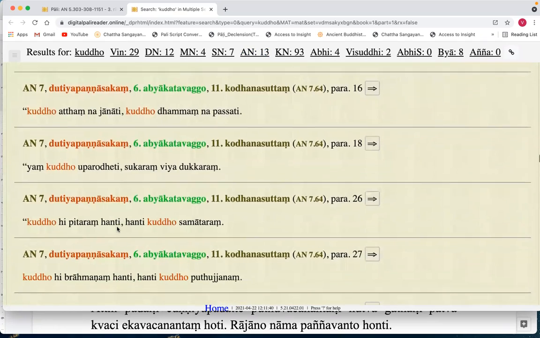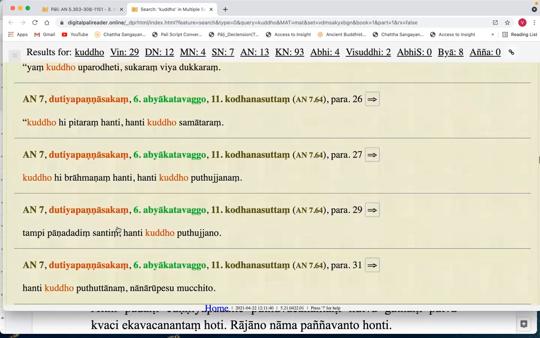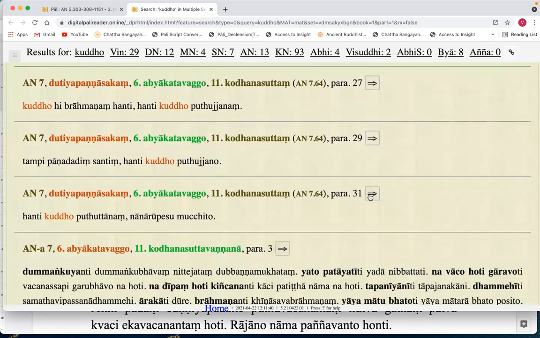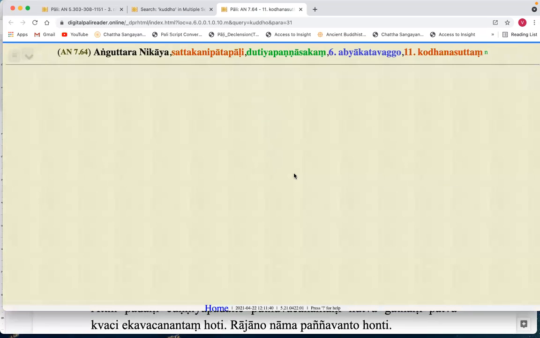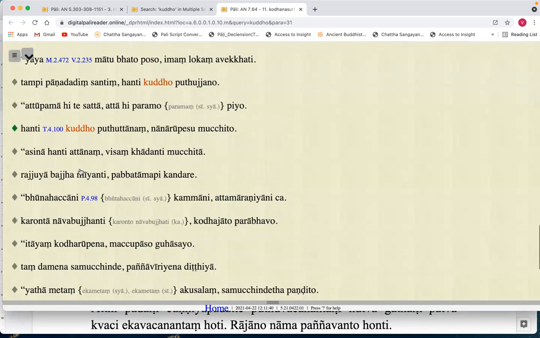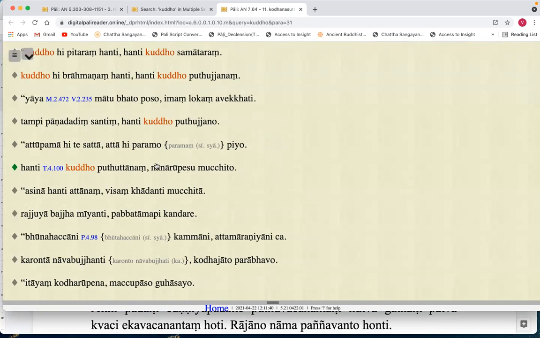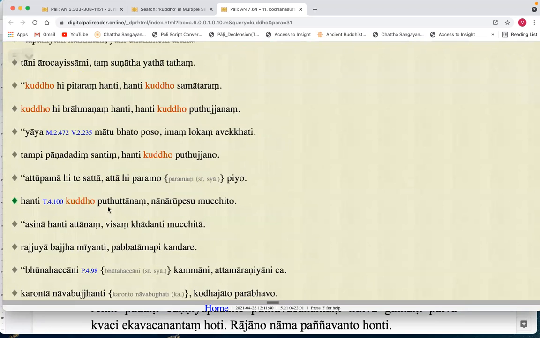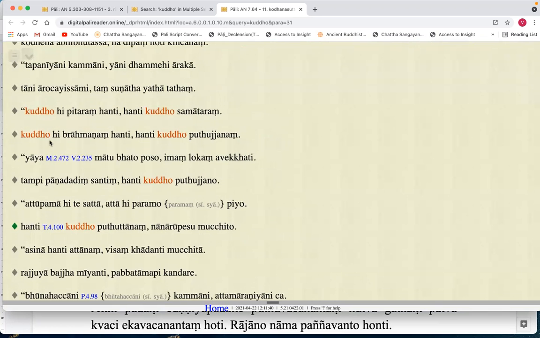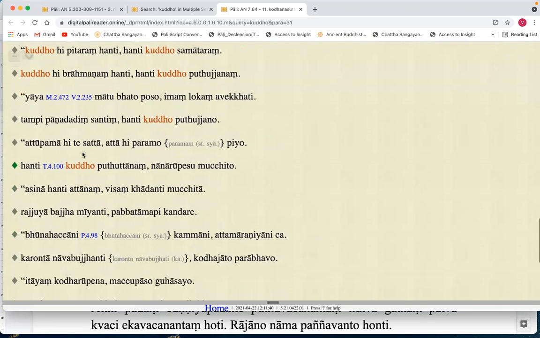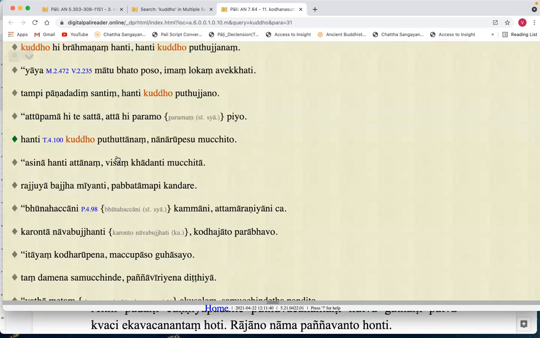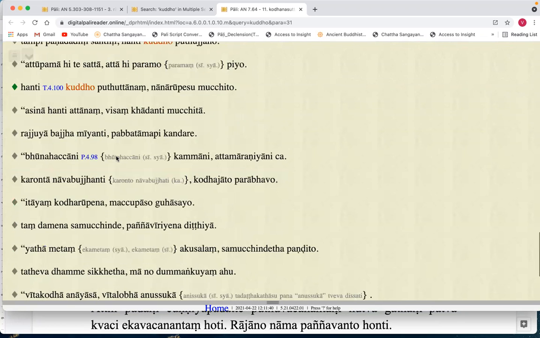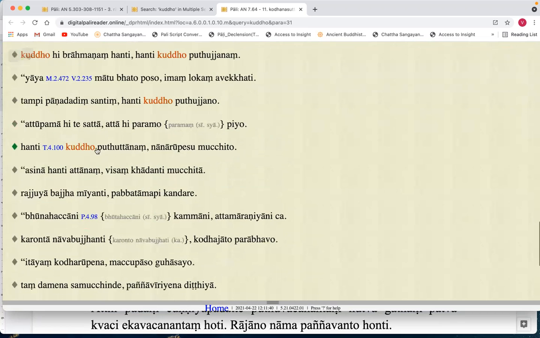Handi godo, buto jano. So handy, godo, buto jana. Handy, godo, buto dana. No, buto jana, buto dan handy. So here, handy, godo. Buto dana. Maybe a little bit different. Handy, godo, buto dana.